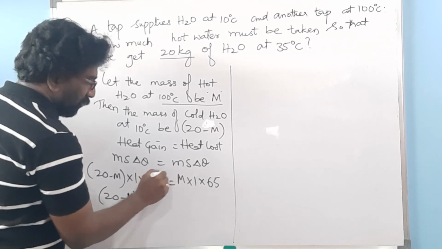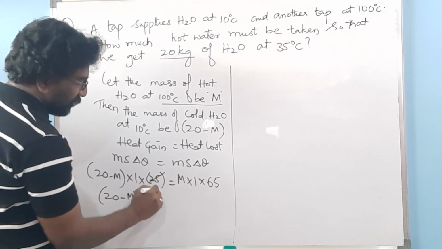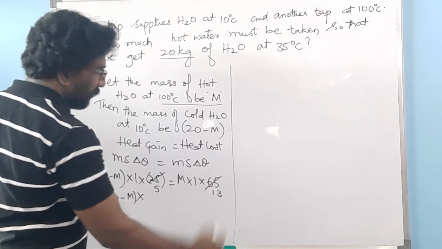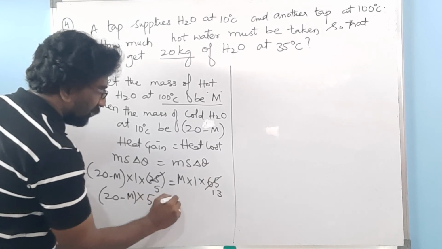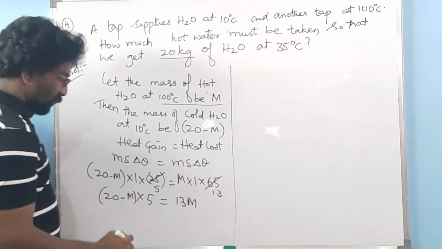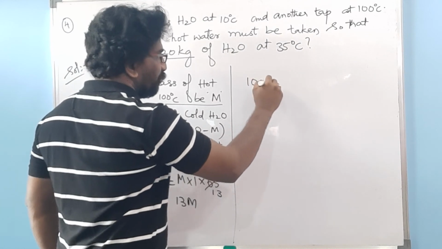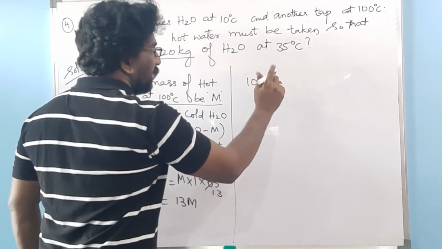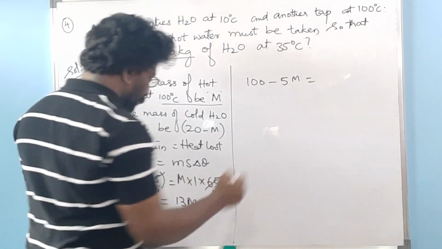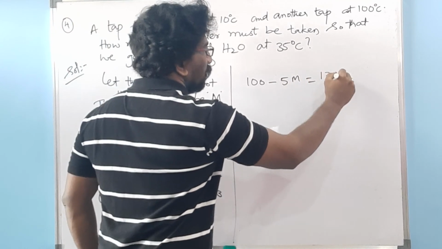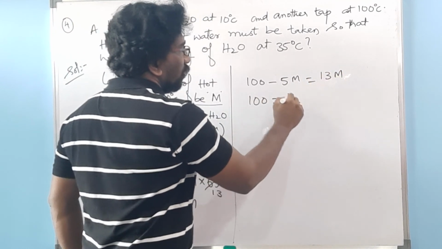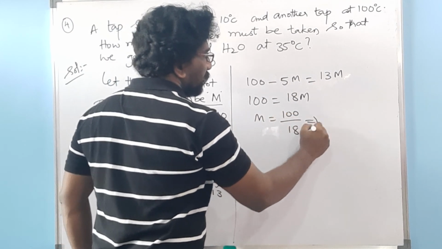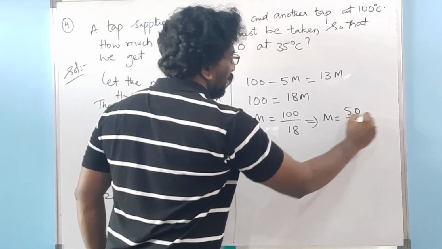into 25. You can see here now, 5 5s are 25, 5 13s are 65. So it becomes into 5, that is equal to 13 into m. So 5 into 20 is 100, 100 minus 5m is equal to 13m. So 100 is equal to 18m. So m is equal to 100 over 18. That gives me an answer as m is equal to 50 over 9.